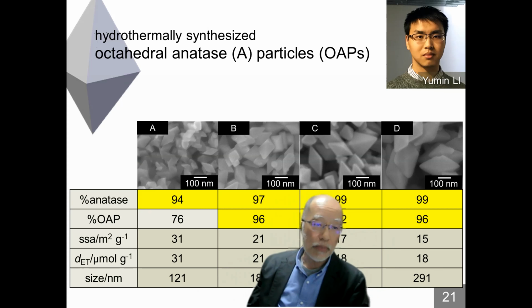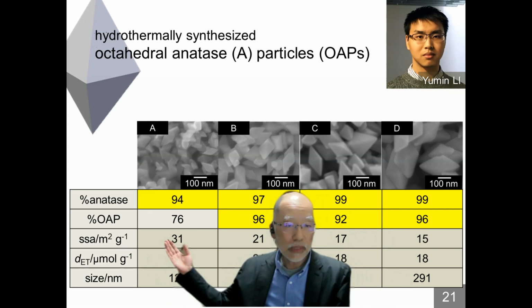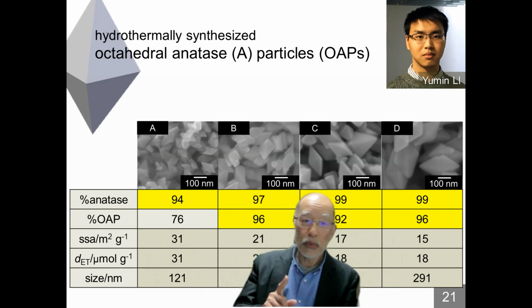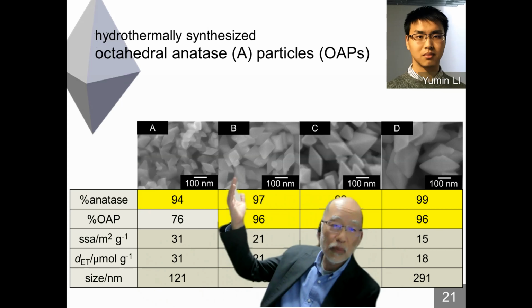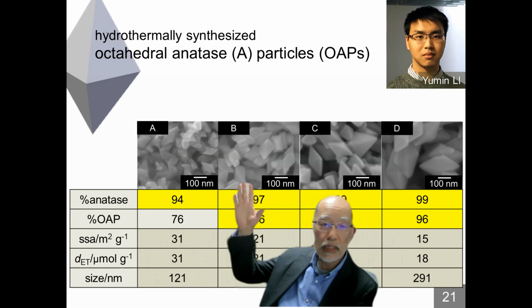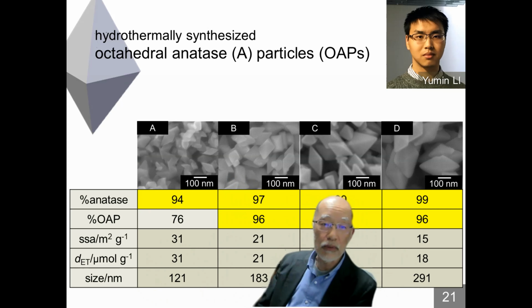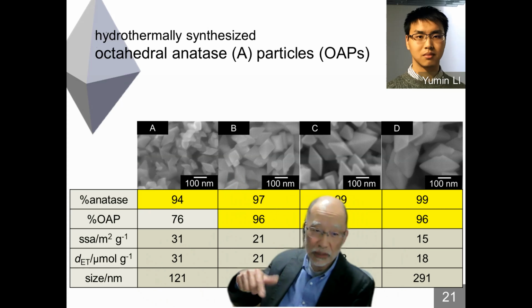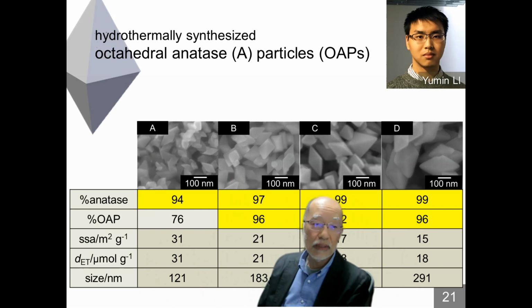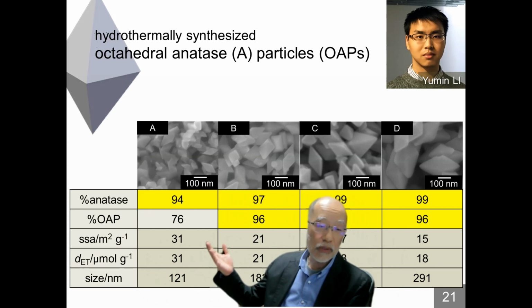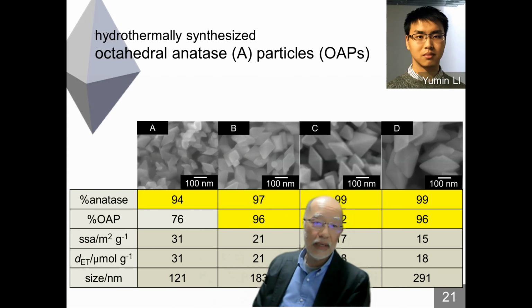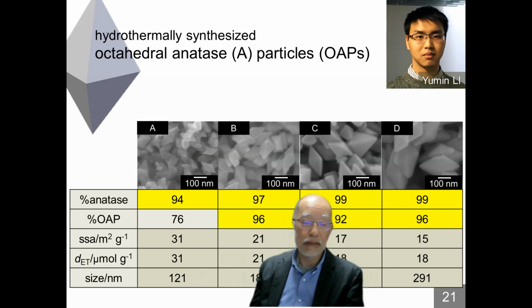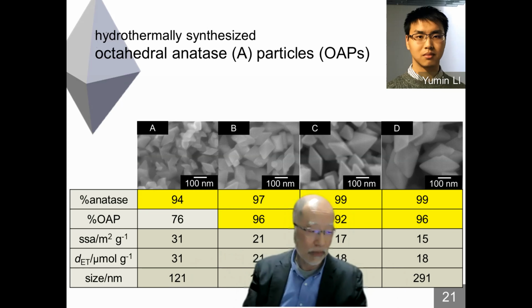And the specific surface area is from 31 to 15. And the very important point is we checked the average height of these octahedral particles and calculated the exposed area. So 8 triangles in one particle, and the calculated specific surface areas of those particles were almost the same. The important point is we could obtain pure octahedral particles in different sizes.